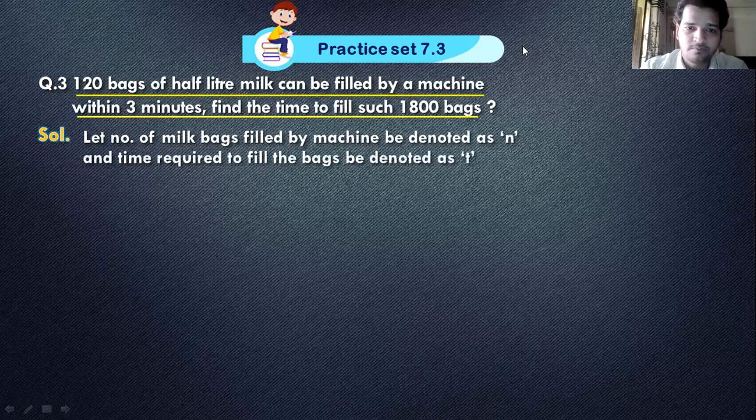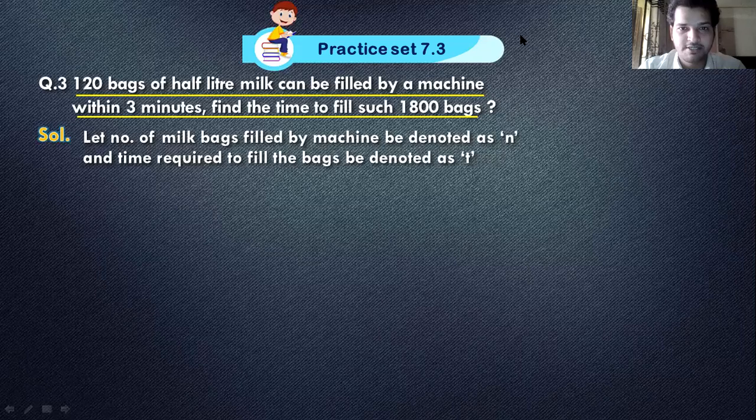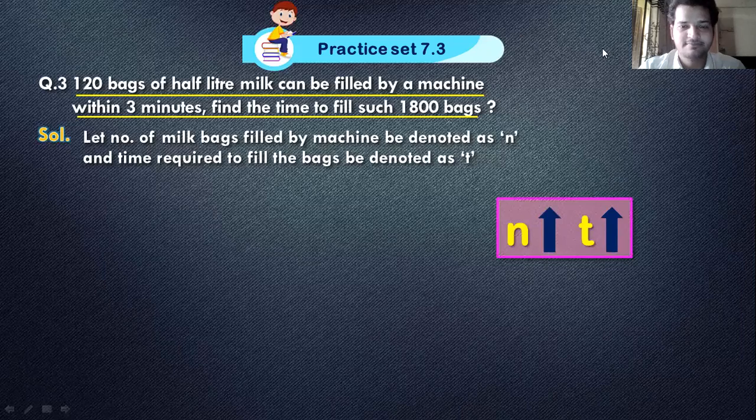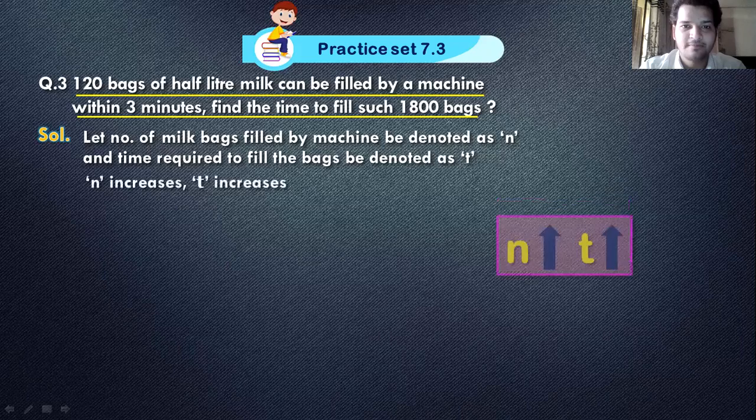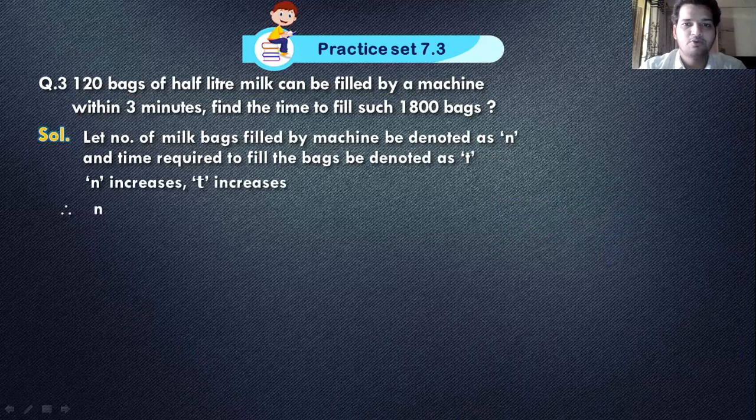And as you all know, if you increase the number of bags filled by the machine, the time will also increase proportionally. Correct. So if n increases, t also increases. So that means it is a direct variation. So n is directly proportional to t. And whenever you have a direct proportion, you will write n upon t equals k.